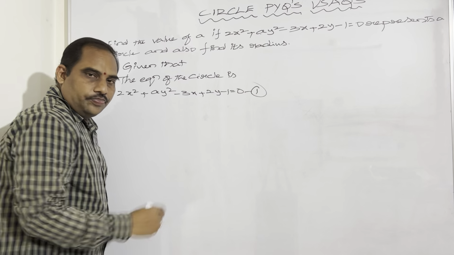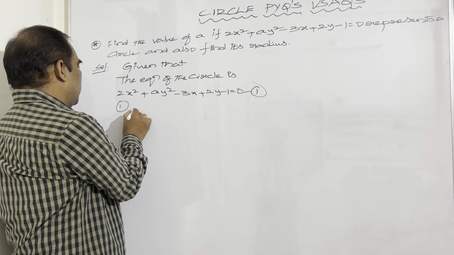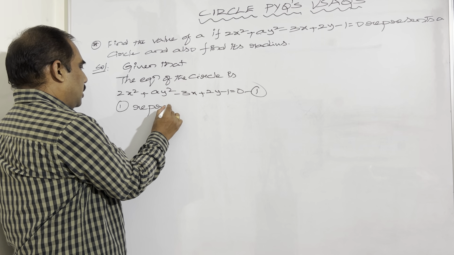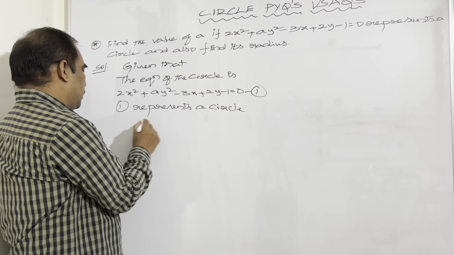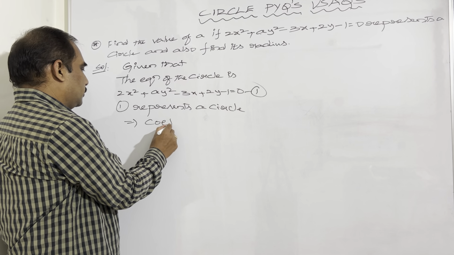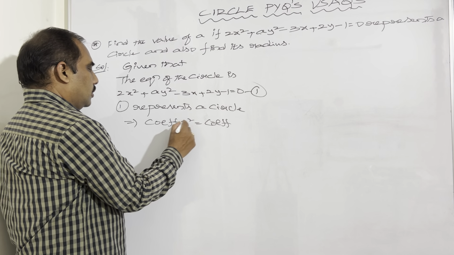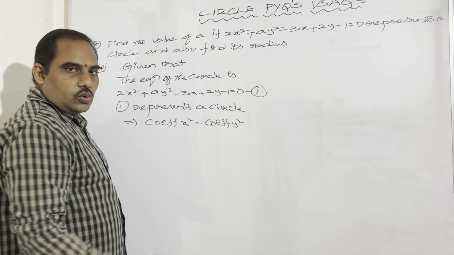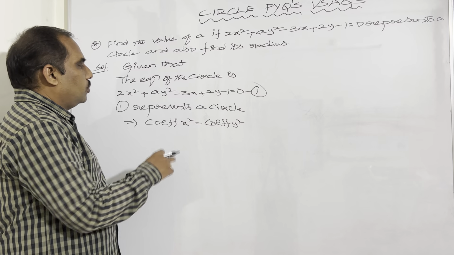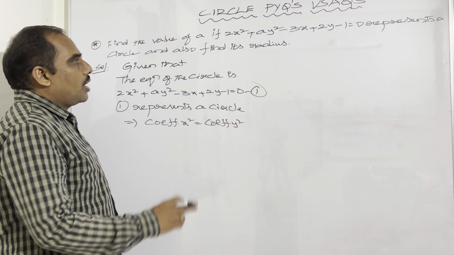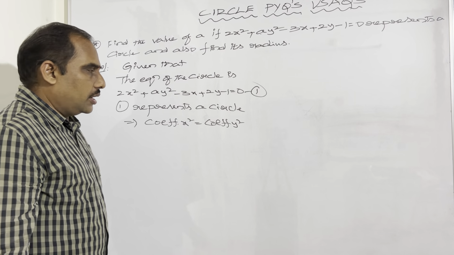Say this is 1. What is given here is that 1 represents a circle. This implies that we have the condition: coefficient of x square is equal to coefficient of y square, and the coefficient of xy, which is not there here, is equal to 0, and also g square plus f square minus c is greater than or equal to 0.